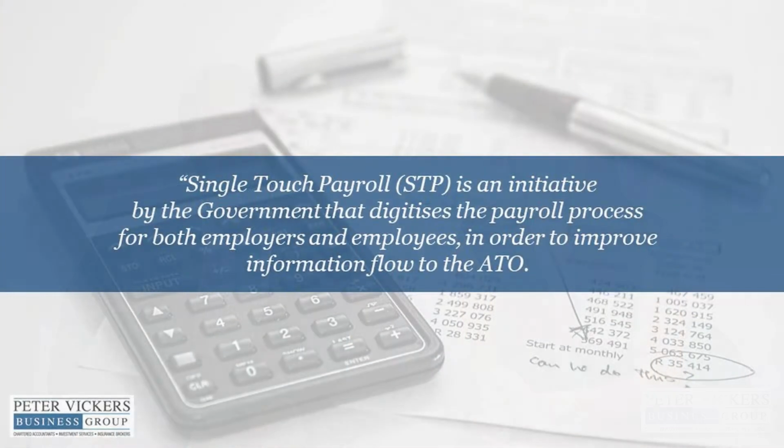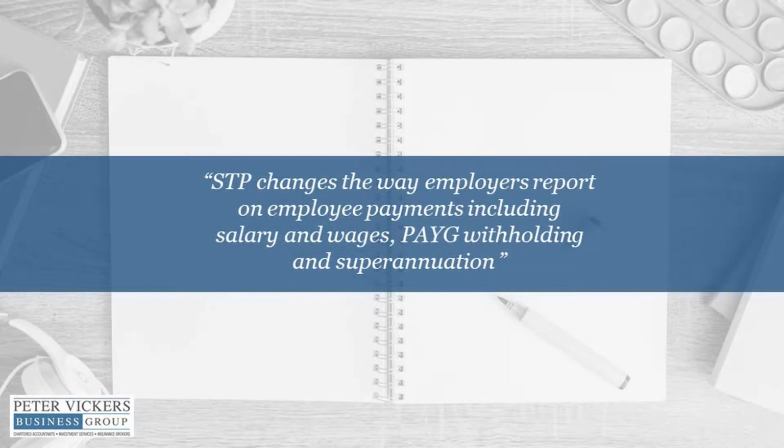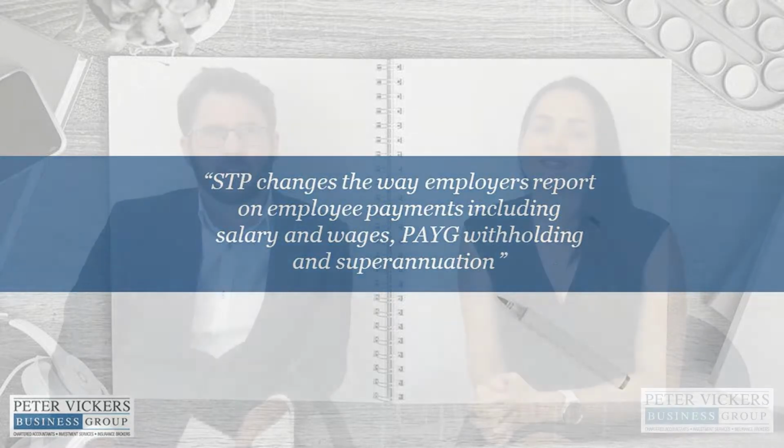Okay, David, let's get back to basics. What exactly is Single Touch Payroll, or STP? Single Touch Payroll is an initiative by the government, essentially digitising the payroll process for both employers and employees in order to improve information flow to the ATO. Single Touch Payroll changes the way employers report on employee payments, such as salary, wages, PAYG withholding and superannuation. STP sends tax and superannuation directly to the ATO every payday, helping the tax office keep a closer eye on employers and protect workers from bosses who fail to pay super.